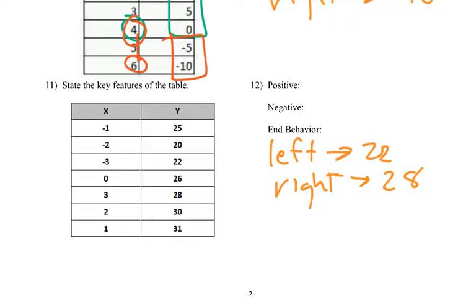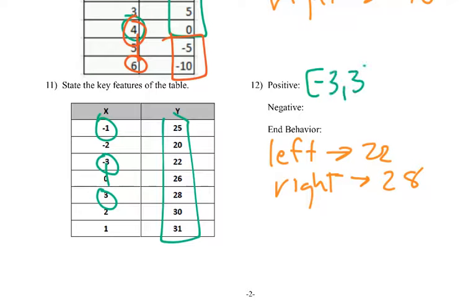Alright, now number 11. Once again, these are all positive. So we go from -3 to +3, right? Forget about this table. Throw this off. So -3 to +3. And negative is never, or that empty set. Okay? So this one was actually pretty short, wasn't it?